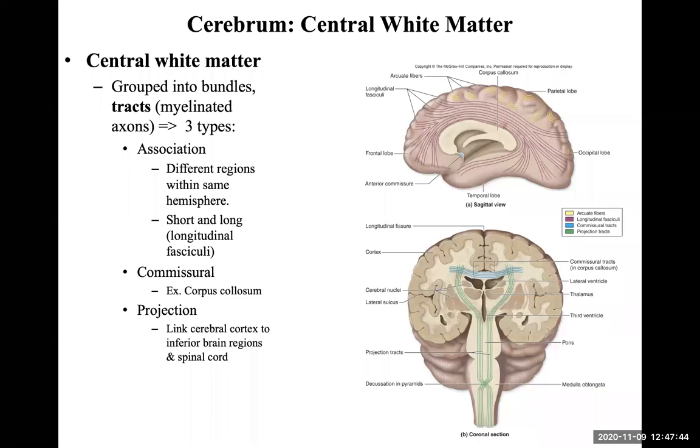And then finally, we have what are called projection tracts. These are tracts that link the cerebral cortex down to lower parts of the brain, such as the brain stem and the spinal cord. An important function. I like this picture here because you can see those projection tracts coming down. And then you can see right here this phenomenon that we call decussation of the pyramids. Decussation means to cross over, right?